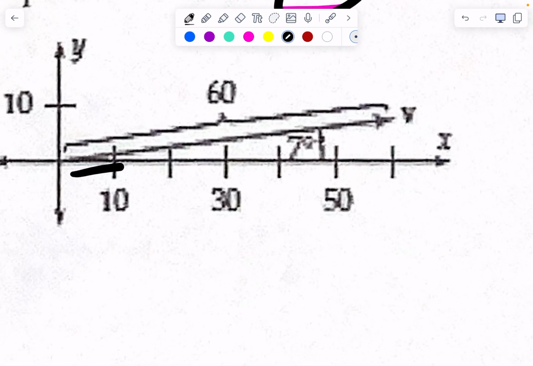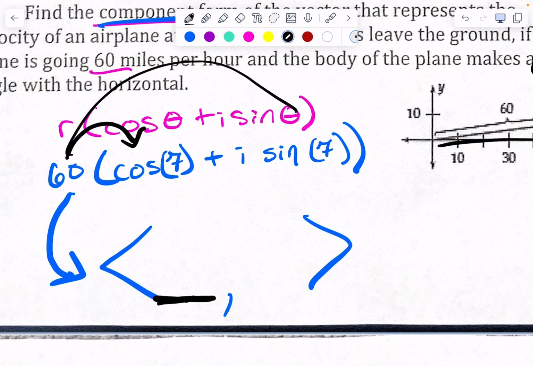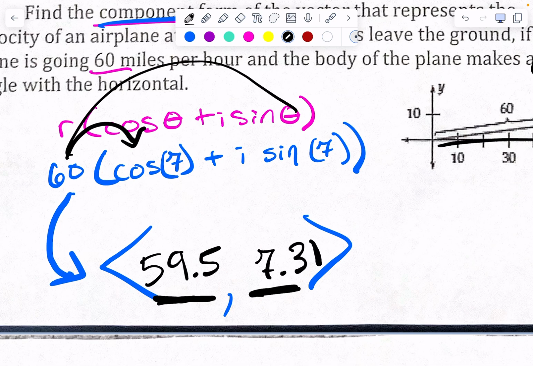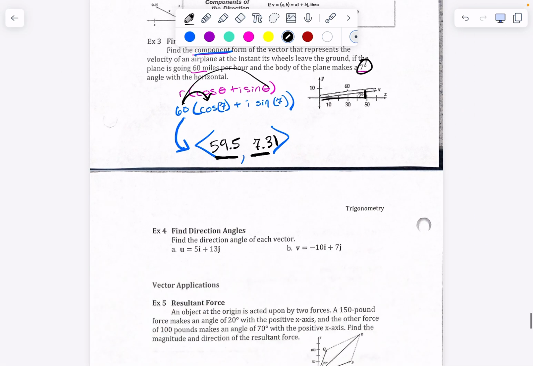Which one's going to be bigger, the x-coordinate or the y-coordinate? X is going to be way bigger. Y is going to be really tiny. So this one is going to be a big number and this one's probably going to be a small number. 60 cosine of 7. 59.5, that sounds about right. And the y-coordinate? 7.31. Perfect. That's component form. We're taking all of the polar form bits and using the polar form to find component form. Got it? Beautiful.